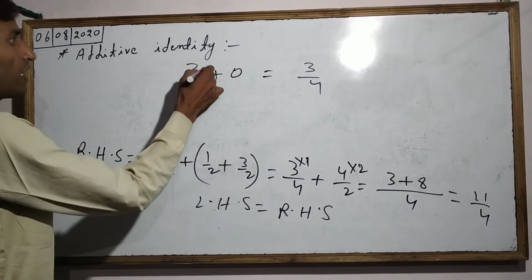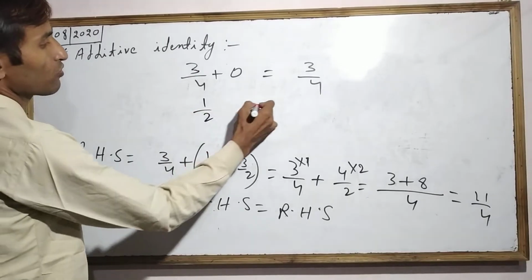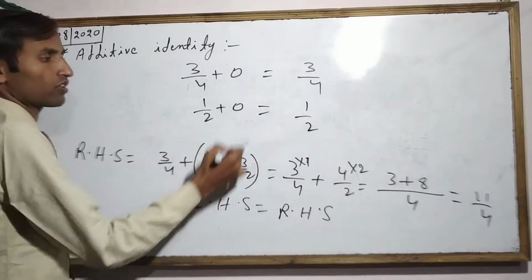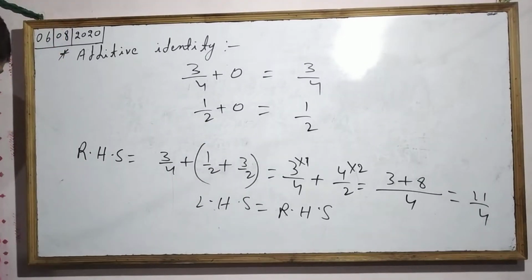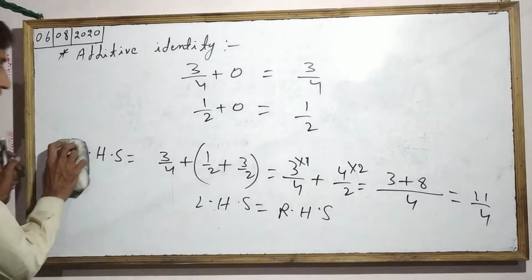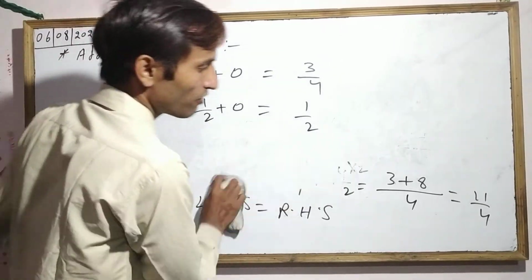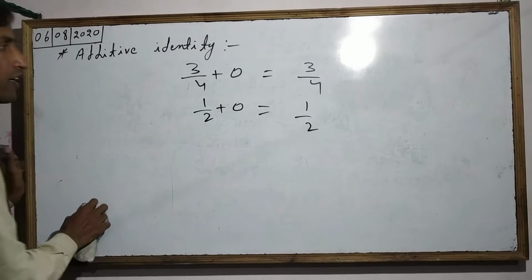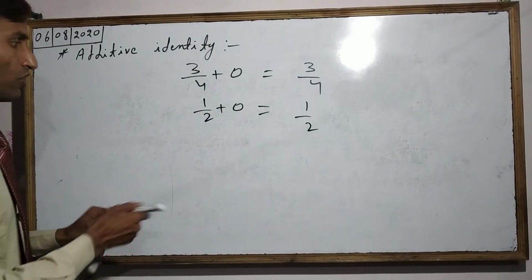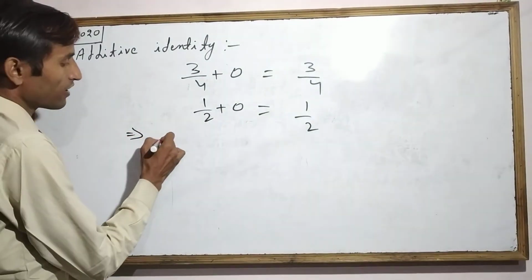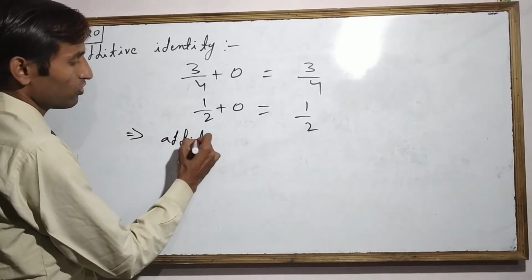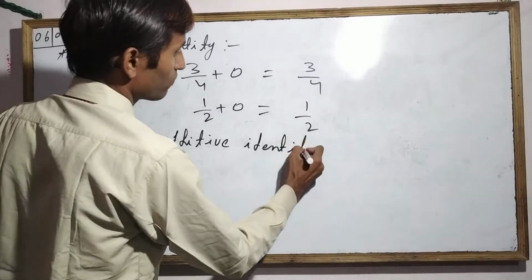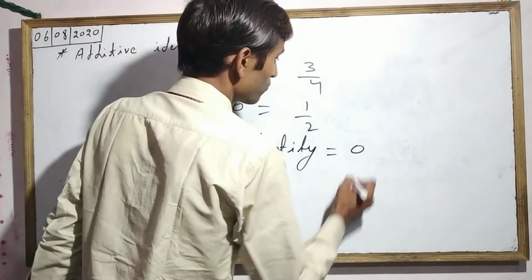Like that, for 1 upon 2, what should we add to 1 upon 2 so the answer is the same 1 upon 2? It is 0 only. If any number is added to 0, the answer is the same number, meaning the identity does not change. So 0 is called the additive identity of any rational number. Just write down here, additive identity is equal to 0 only.